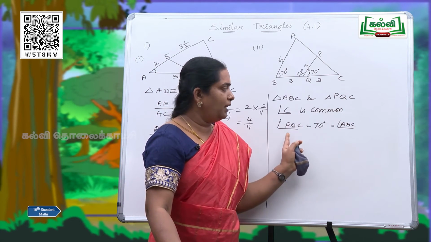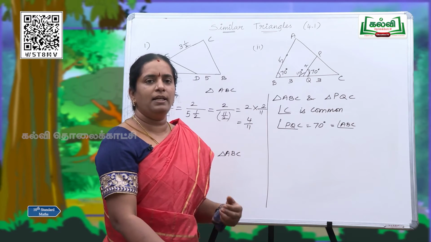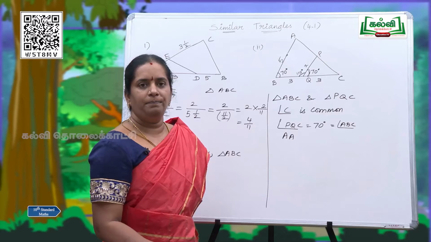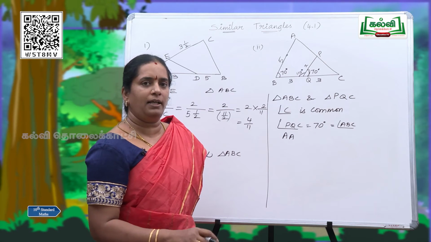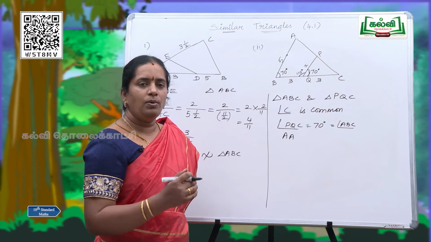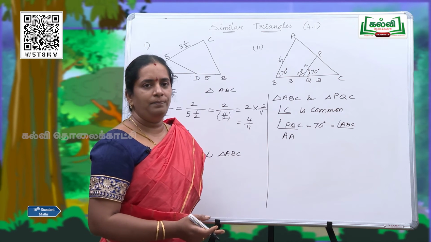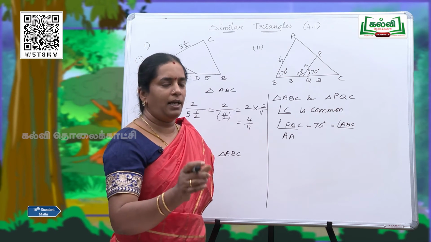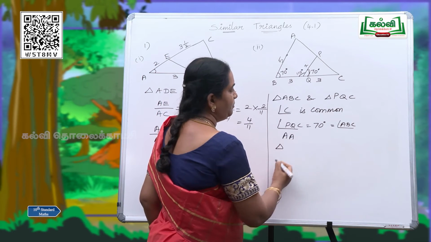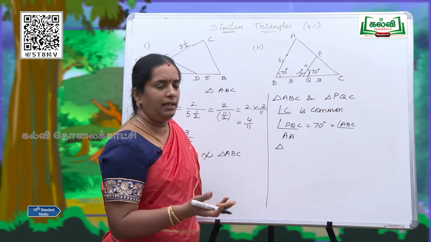So one angle and one more angle. So two angles are respectively equal. So we can use AA criteria. According to AA criteria, we can say that these two triangles are similar. How shall we name these triangles? According to the equal angles. So which angle is equal? C. First let us name the first triangle in a random way.